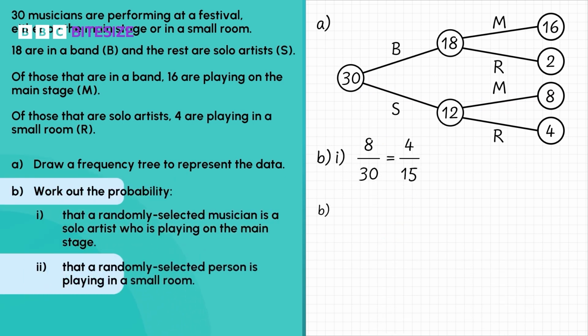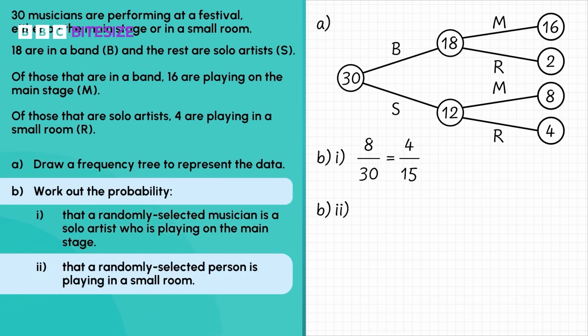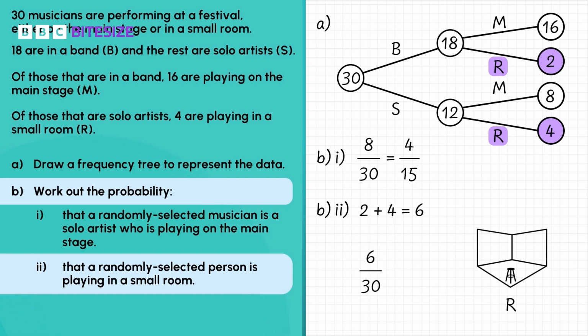Next, work out the probability that a randomly selected person is playing in a small room. There are two parts of the frequency tree for small room. 2 add 4 equals 6 people playing in a small room in total, so the probability is 6 over 30, which simplifies to 1/5.